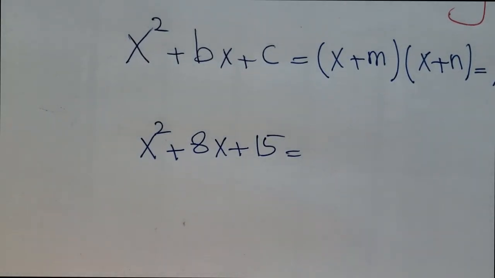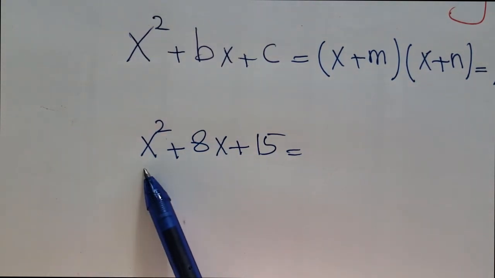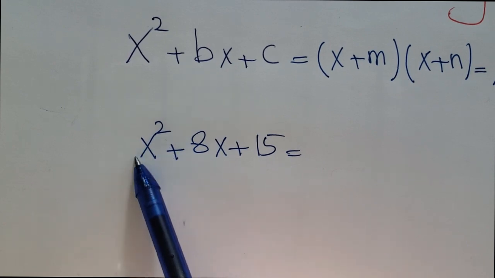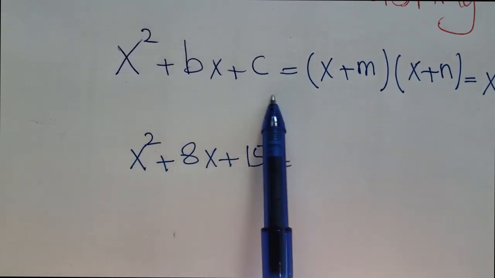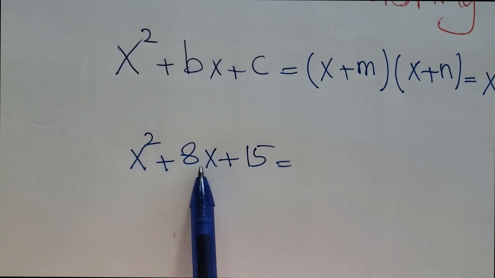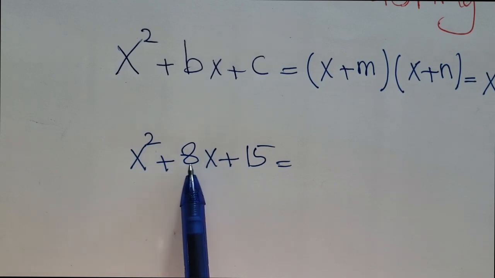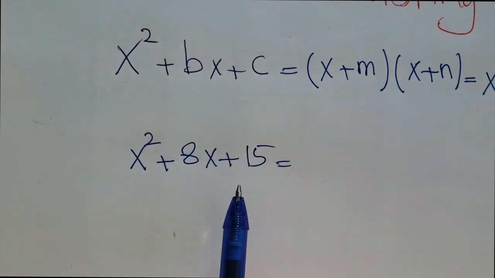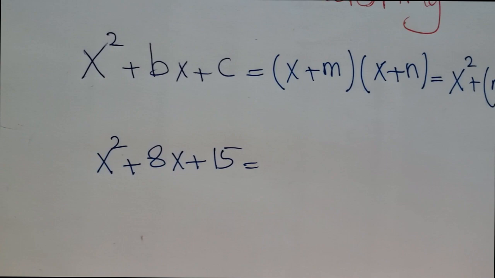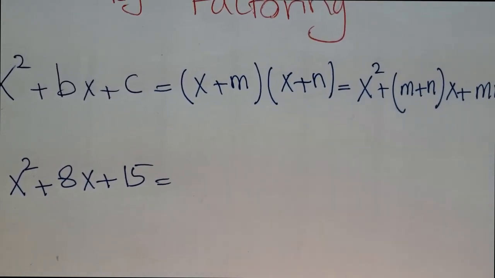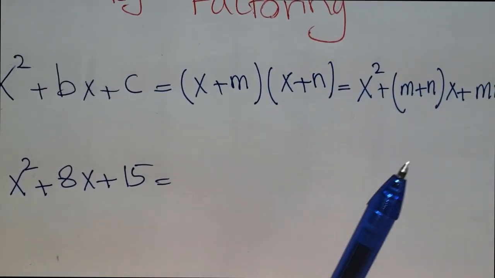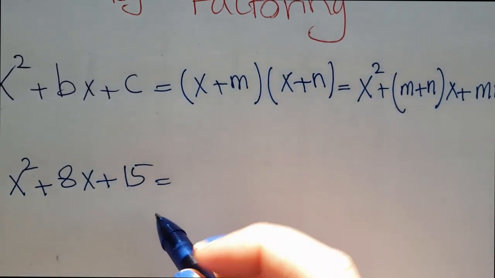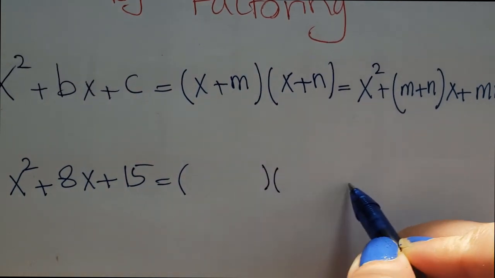Okay, so let's do an example here. As you can see, x to the power 2 plus 8 times x plus 15. The coefficient of x to the power 2 is 1, like the template here. The coefficient of x to the power 1 is 8, and the constant is 15. So if I want to follow this rule, I can break this expression into the product of two binomials. Let's try to solve it together.